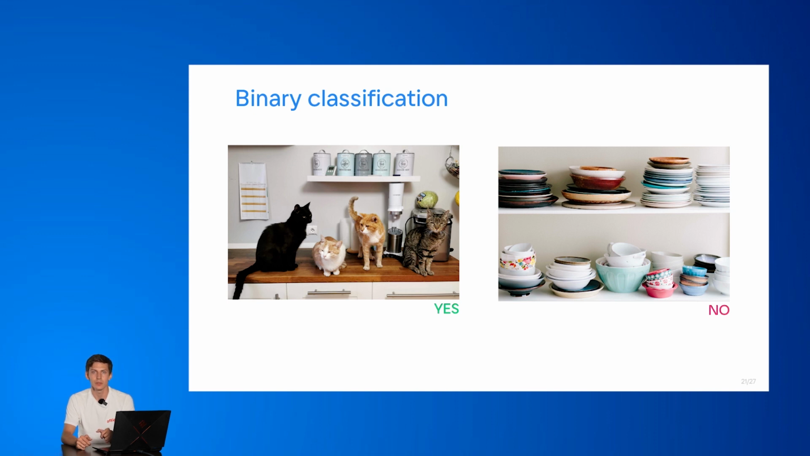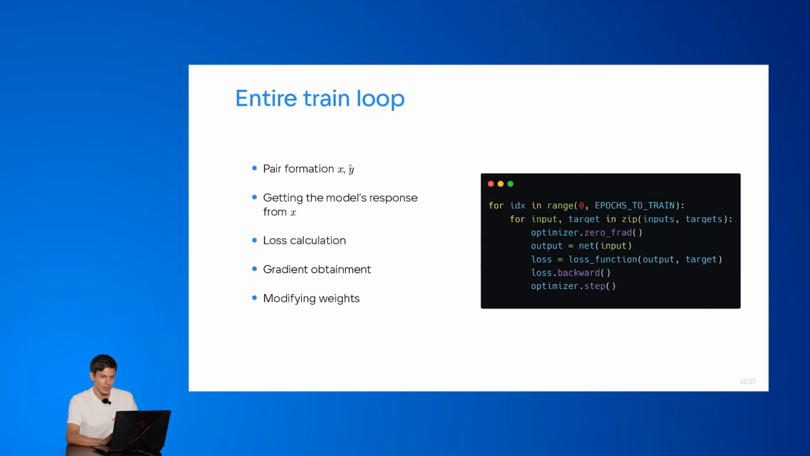We want to answer the question, is there an object in a picture? A cat in our case. And there are only two possible answers. The cat is either present or absent in a picture. Let's look at our training loop that allows us to solve this problem.